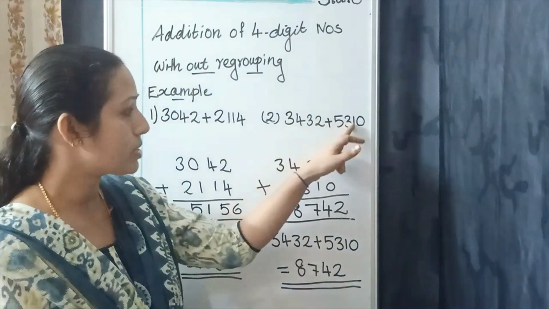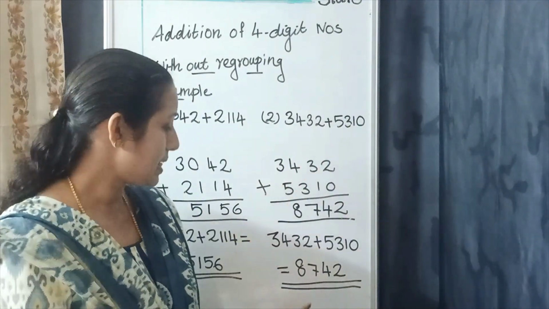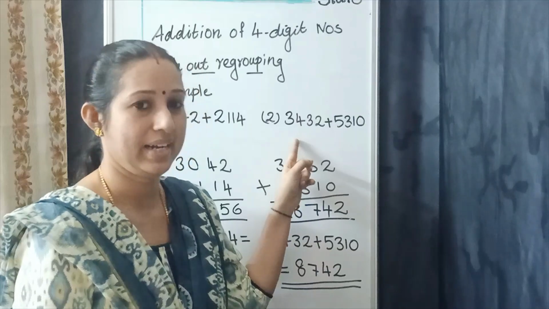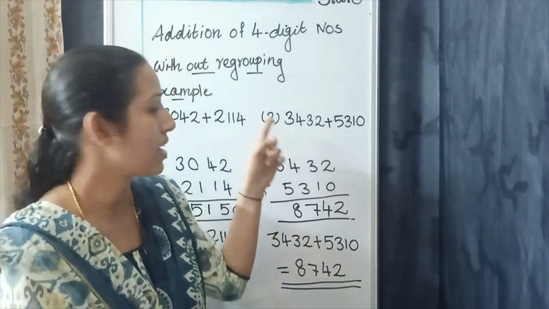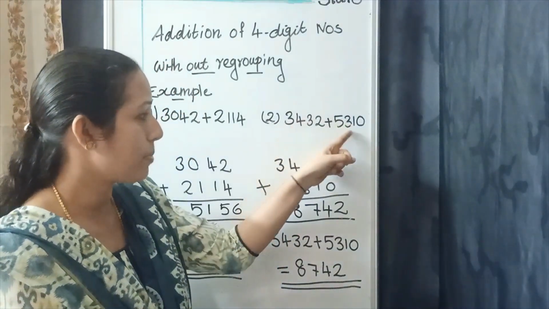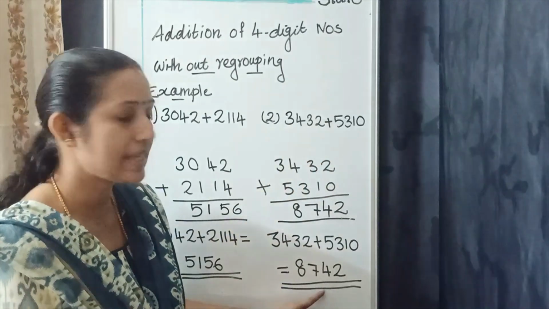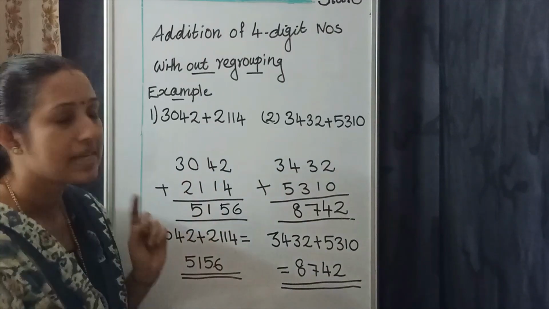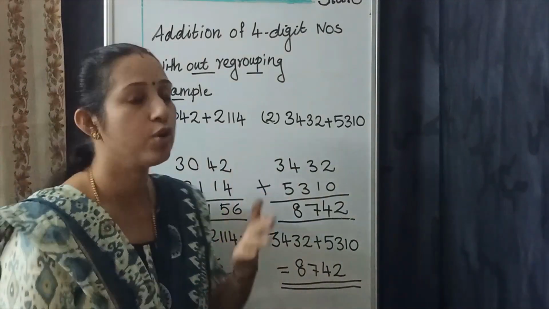These two numbers are called what? This is the sum. What are these two numbers? The numbers that are added are called the addends. So these two numbers are addends and this is the sum. In the first example, these two numbers are addends, and this is the sum.